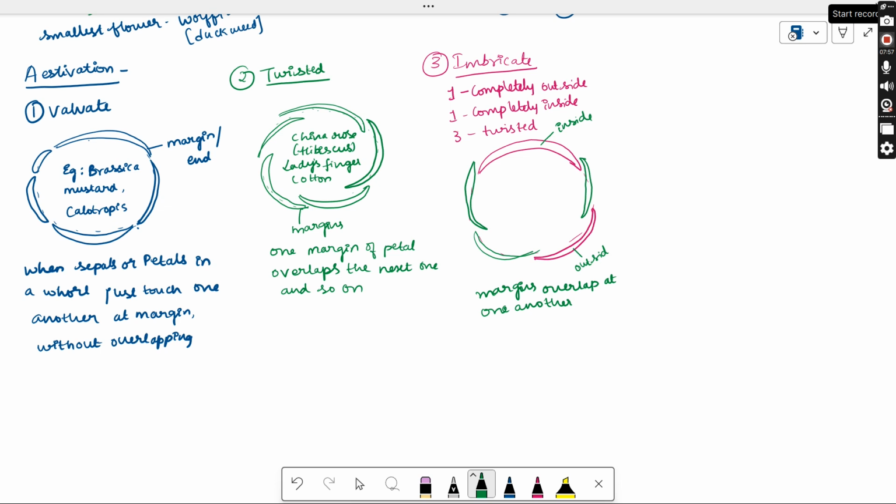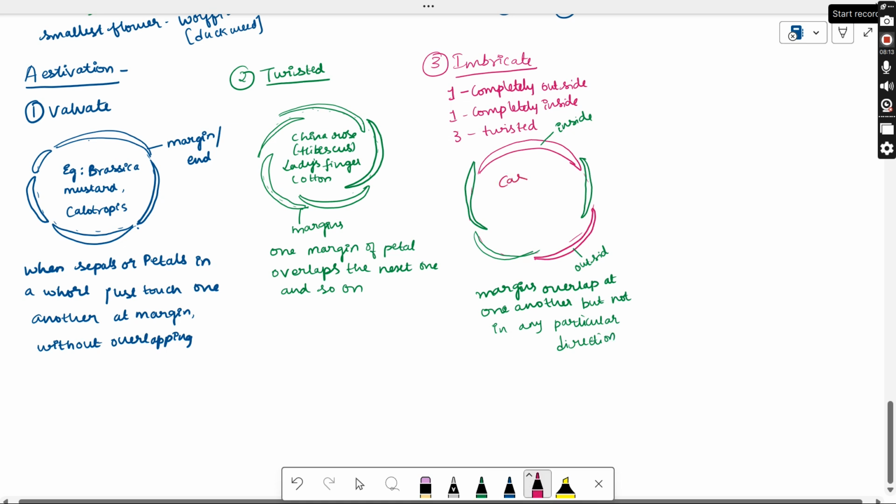So the margins overlap one another, but not in any particular direction. That type of aestivation we call the imbricate type of aestivation. This can be observed in the cassia and the gulmohar.